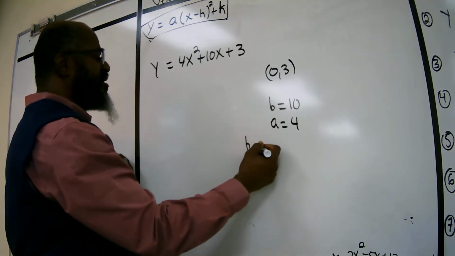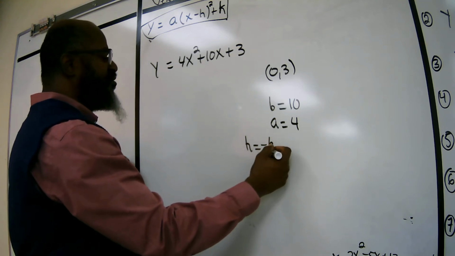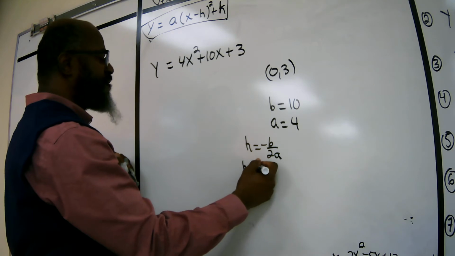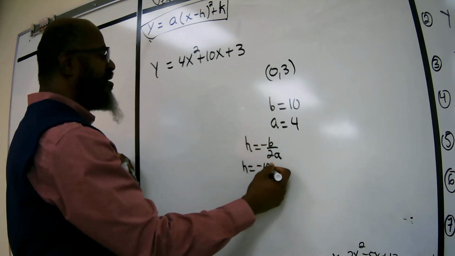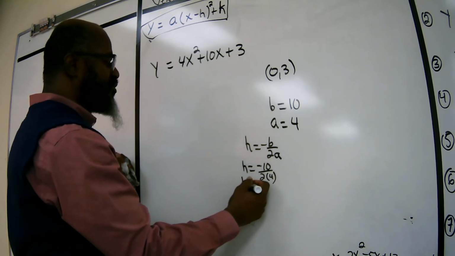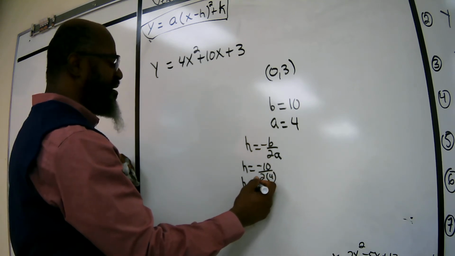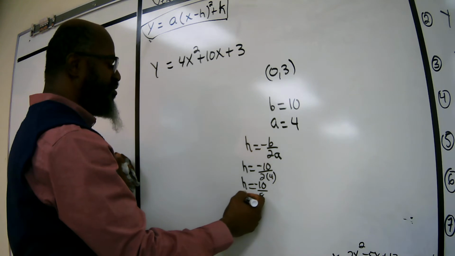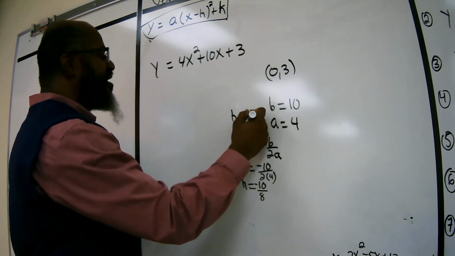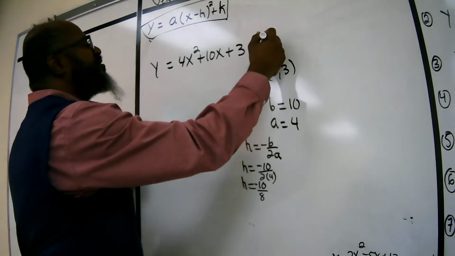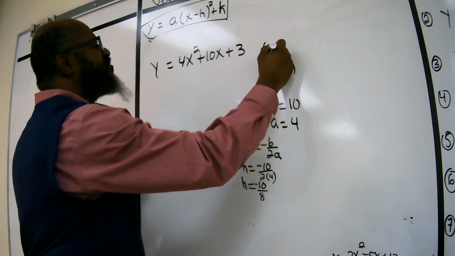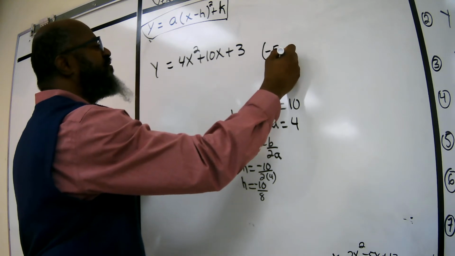h equals negative b over 2a. Then we'll have h equals negative 10 over 2 times 4. h will be negative 10 over 8. When you simplify that, h will be negative 5 over 4. So the coordinate of the vertex h, your axis of symmetry, is also negative 5 fourths.